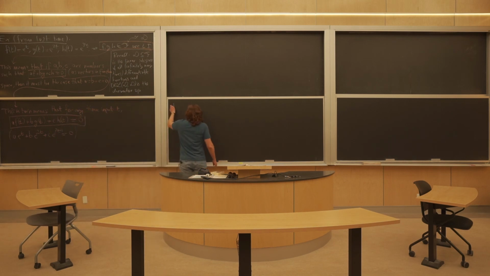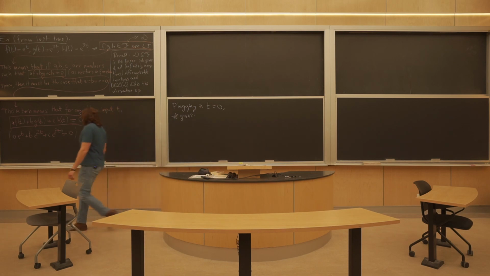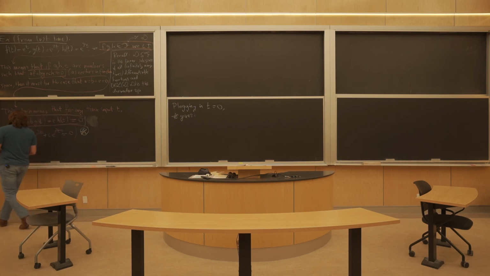Plugging in t equals 0, because I know that e to the 0 is always 1. So let me say this is star. Star gives, well, this is nothing but A plus B plus C, right, equals 0. So I have 3 unknowns, A, B, and C, and in order to be able to solve for them, I need at least 3 equations.